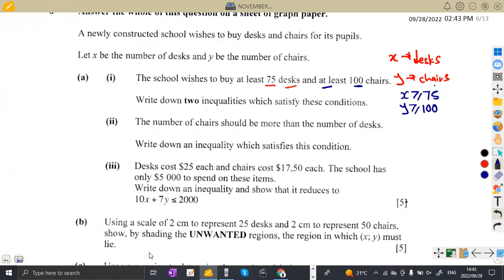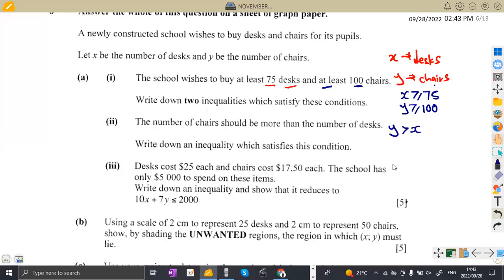We've got two inequalities, just like that. 2 marks, just write this, guys. The number of chairs should be more than the number of desks. So the chairs are represented by Y, and the desks by X. So they are saying Y is supposed to be more than, and more than means greater than X. Not equal to, they are greater or more. So it's supposed to be greater like this. That's a greater than sign, okay?